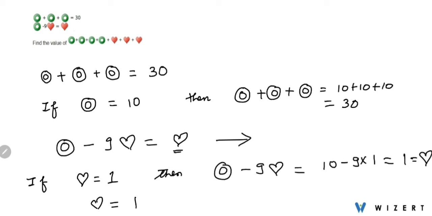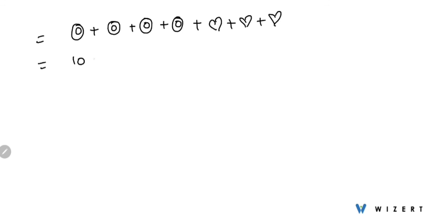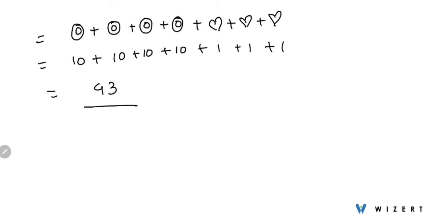Now we have to find the value of 4 circular symbols and 3 heart symbols. We just have to substitute the values for the symbols that we obtained. So let us substitute the values. The circular figure was 10 and the heart figure was 1. So if we add, this will be equal to 43. So 43 is our answer here. So the answer is 43.